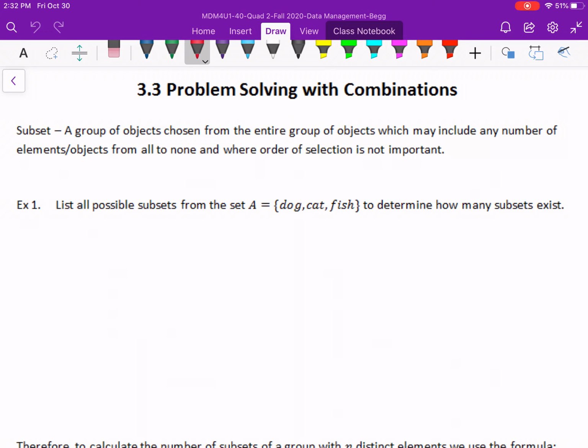Here we are in this lesson, 3.3, about using combinations, which we talked about in our last lesson, but we're going to solve some problems with combinations. We're also going to talk about subsets, and that's what I'm going to begin with. A subset is a group of objects chosen from an entire group of objects, and it may include any number of elements from all to none, where order and selection is not important.